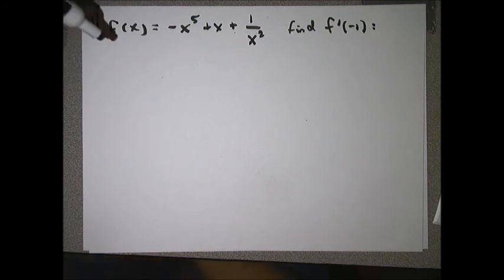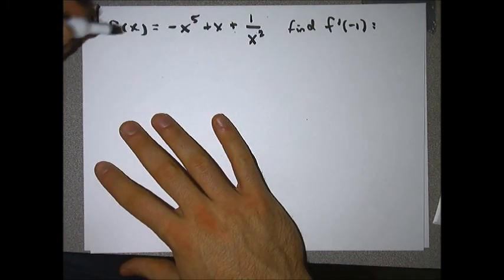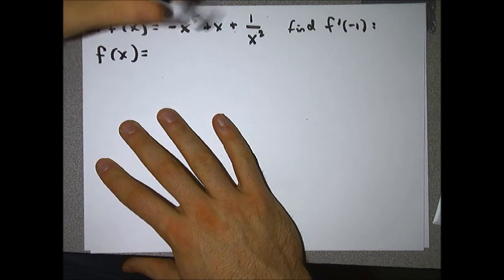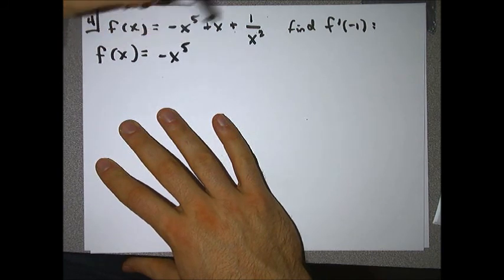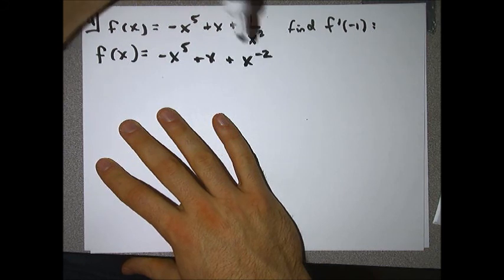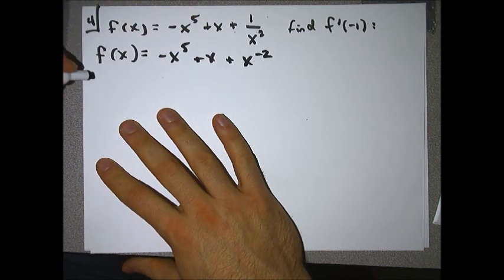Number 4 gives you a function, asks you to find f prime of -1. So before we can plug in -1, we need to find a derivative. And before we can find a derivative, I want to rewrite my original. So -x to the 5th plus x to the -2. Now I want to find a derivative.